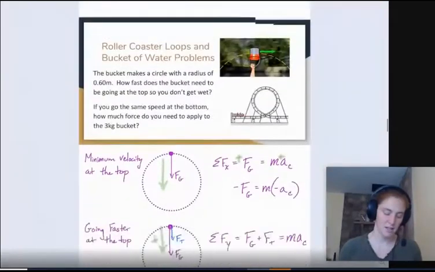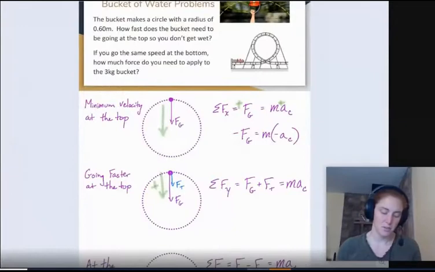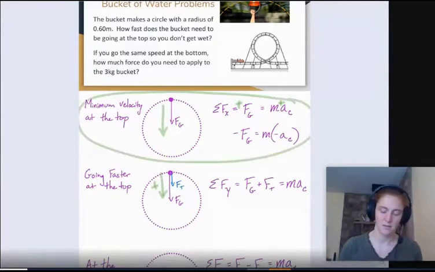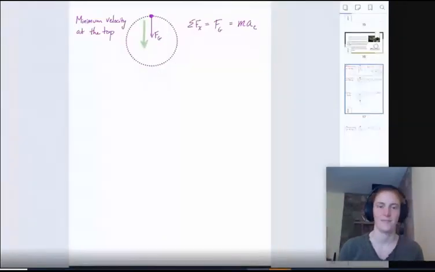So the question asks, the bucket makes a circle with a radius of 0.6 meters. How fast does the bucket need to go to be going at the top so you do not get wet? So that is going to be this first example here. So for the one at the top, the only force that I have is my gravitational force. And I'm going to remember that gravitational force is equal to mass times my gravitational field strength. And that's going to be equal to my mass times the acceleration to go in a circle, which is v squared over r.